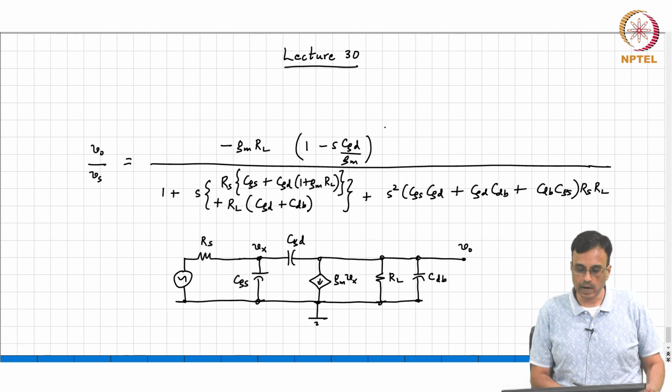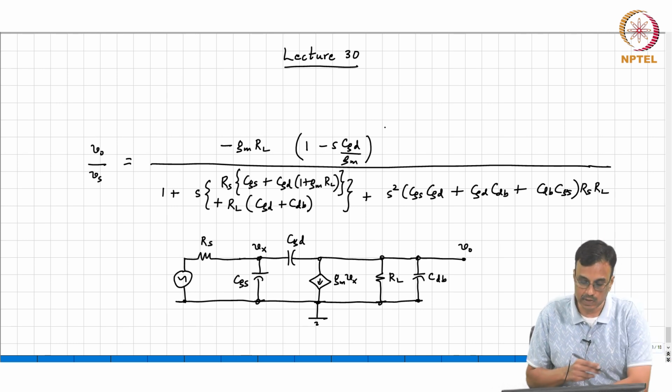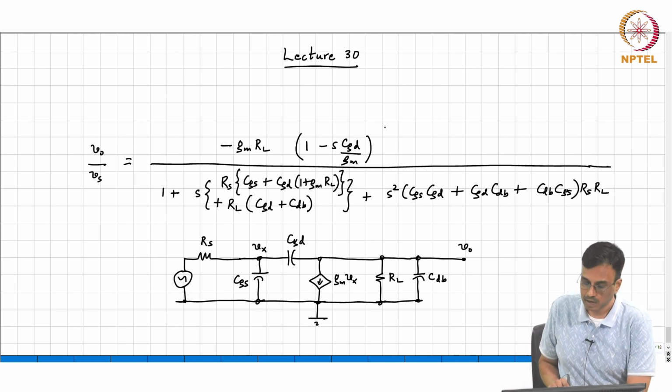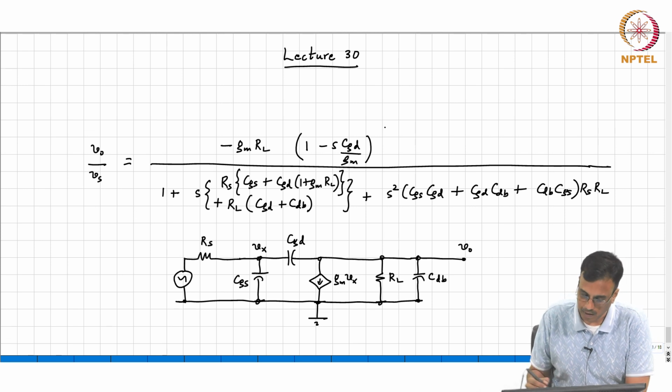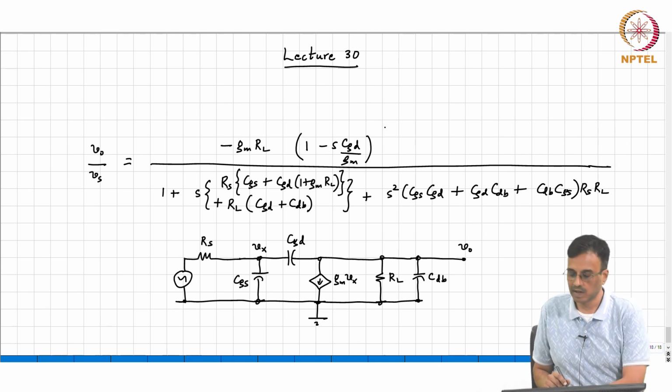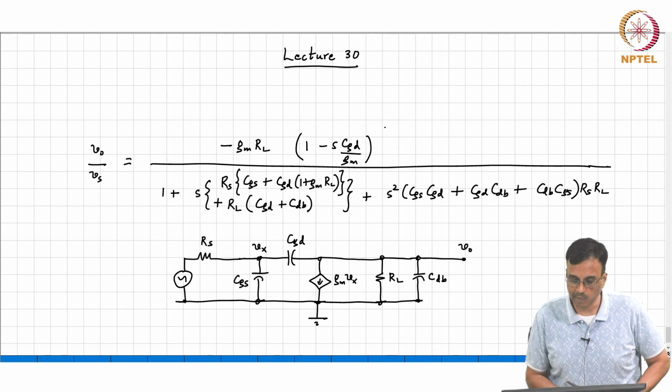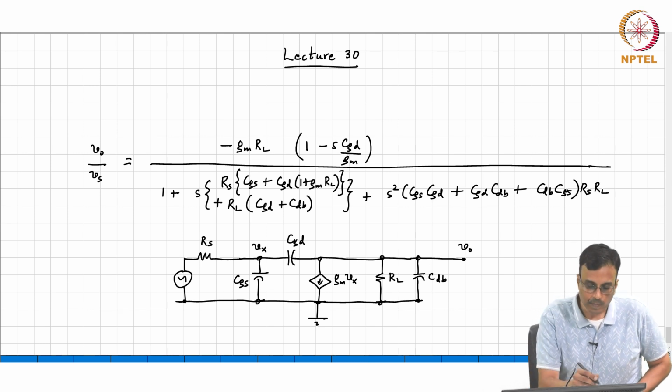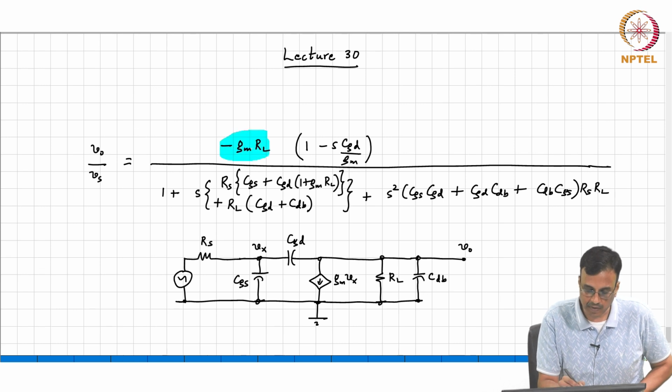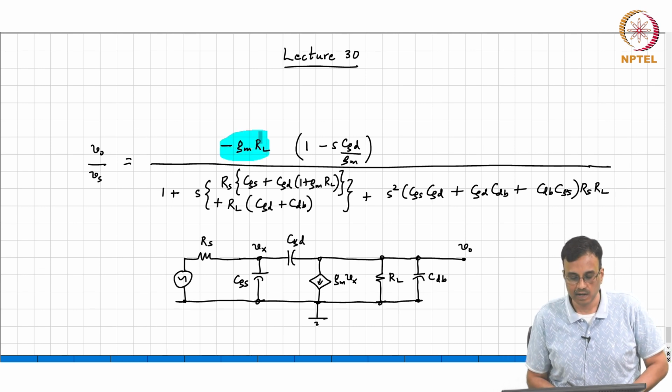In the last class, we were looking at the frequency response of the common source amplifier. We did a lot of algebra and finally came up with this messy looking expression, and we are trying to make sense of the various terms. This of course makes sense: simply the response of the common source amplifier at DC, and that's, as you very well know, minus GM times RL.